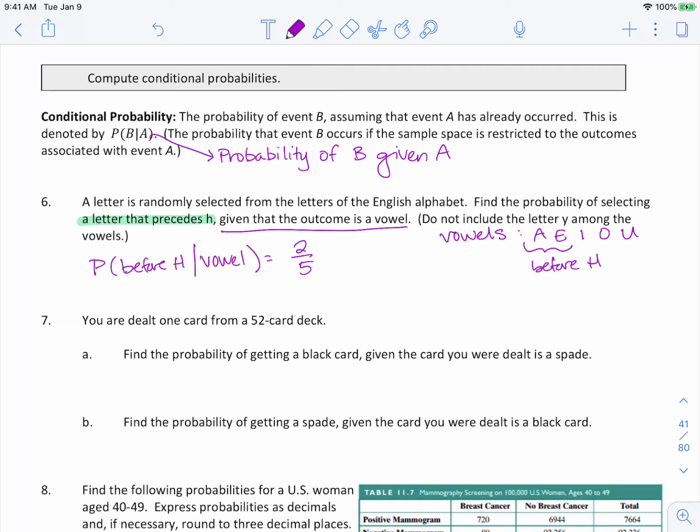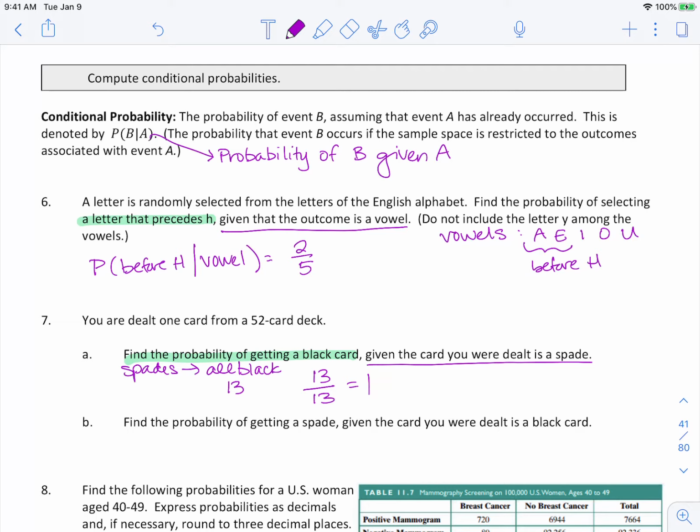You are dealt one card from a 52 card deck. Find the probability of getting a black card given the card you were dealt is a spade. So this time we're given the card you were dealt is a spade. Our spades are all black, and there are 13 spades. We want the probability of getting a black card. Well, we have 13 black spades, that's our total, and the probability of getting a black card would be 13 out of 13, which is 1 in this case.